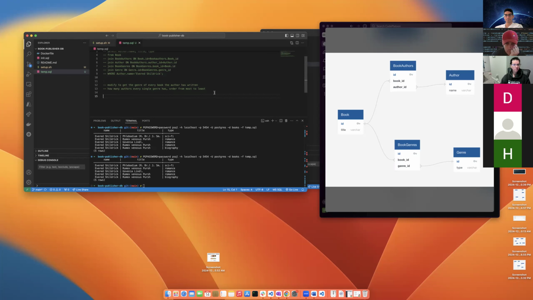Okay, so we're going to select count. I'm counting genres from... What do you want me to put in there? I'm thinking out loud. Sorry, give me one second.